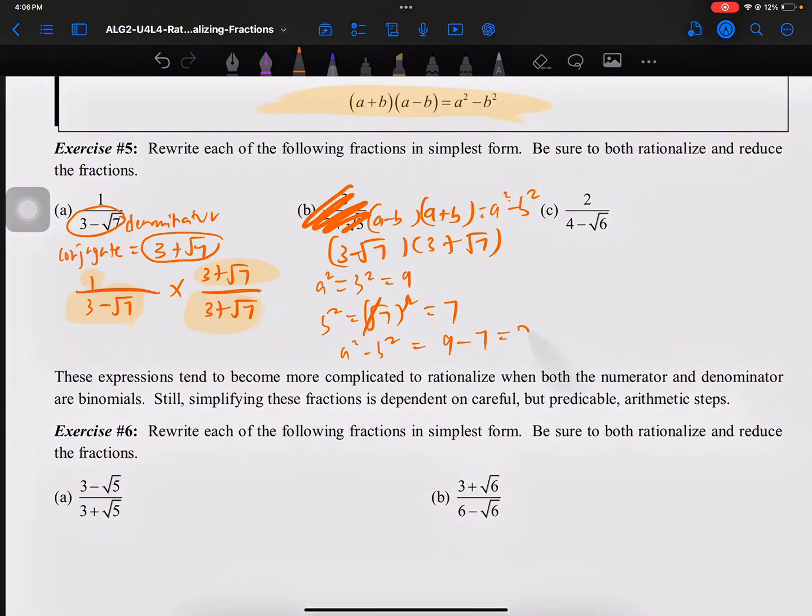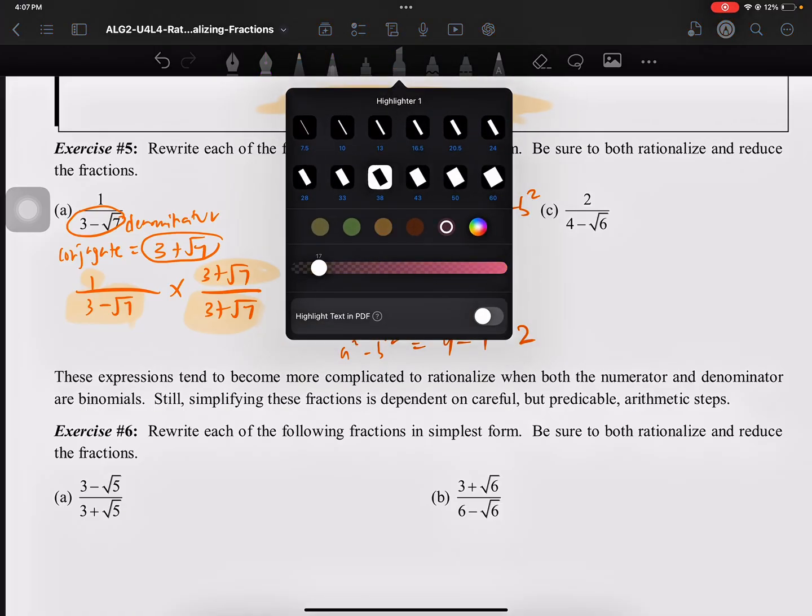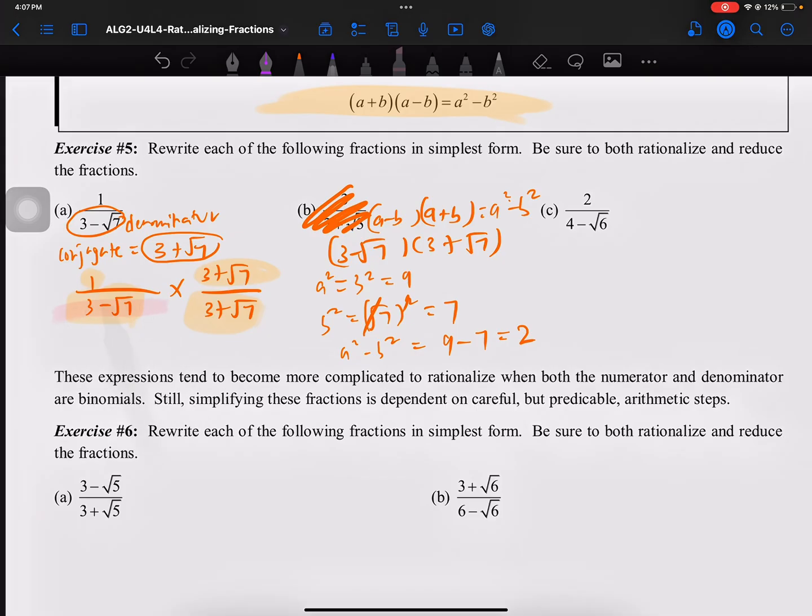So below, this one is already settled, and this one is 2. So the numerator has 3 plus root 7, and the denominator is now 2. This is our final answer. The denominator is a plain number 2, no radical. The numerator is a binomial, that's fine. The fraction is already reduced. 3 and root 7 don't share a factor of 2.